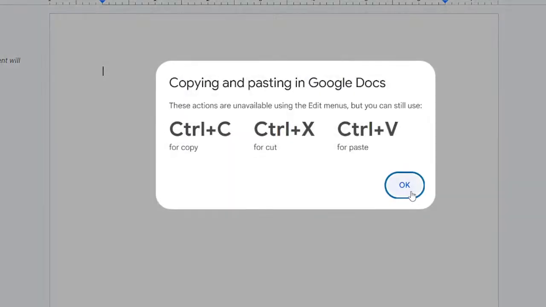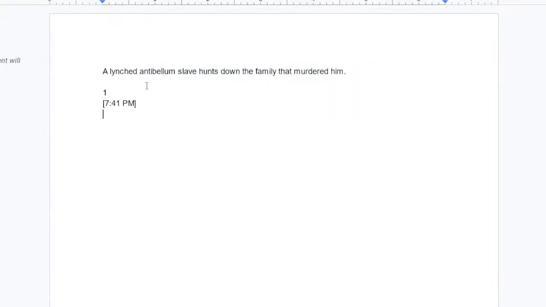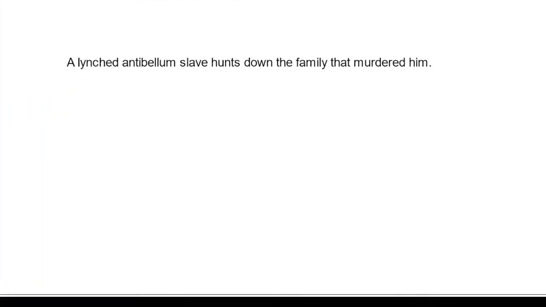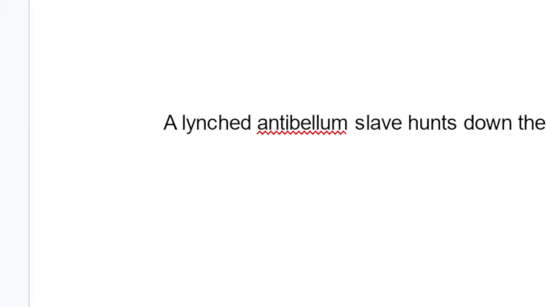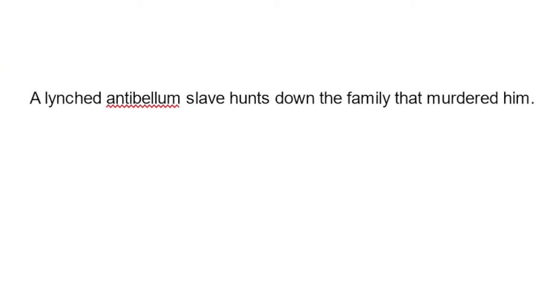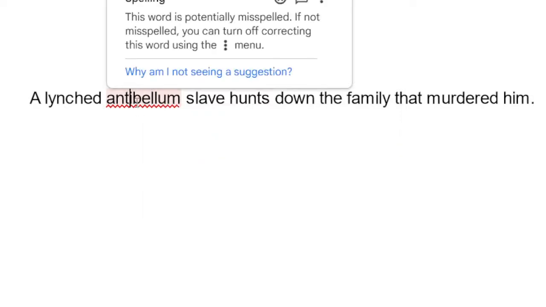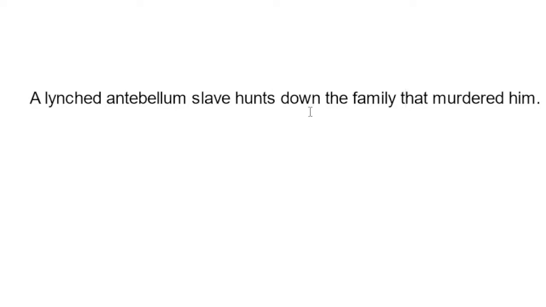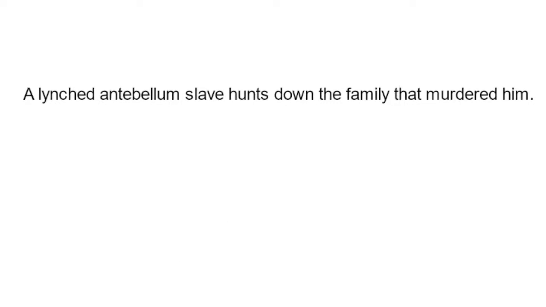A lynched antebellum slave hunts down the family that murdered him. Try to keep it very simple. Let me just make this bigger. Did I misspell lynched? Antebellum, something in there. There's an extra letter, I think. Anti with the E. Okay, that's right, thank you. I always mess that up. Anti meaning before, not against. So you mean prior to the Civil War is what you mean by antebellum? Yes. Slave hunts down the family that murdered him.